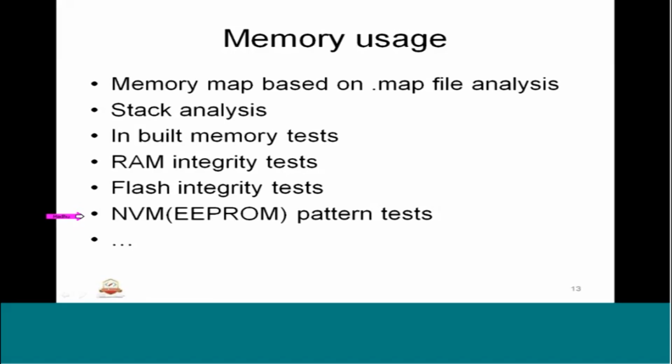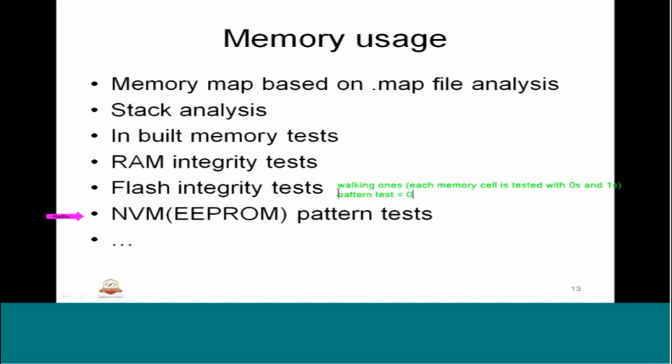So there are various types of tests. For example, for EEPROM they use the pattern test, and for flash they use the integrity test. The integrity test can be done with the help of walking ones, where each memory cell is tested with zeros and ones. That means whether each cell is capable of flashing or programming a 0 and programming a 1. So that is also called a pattern test.